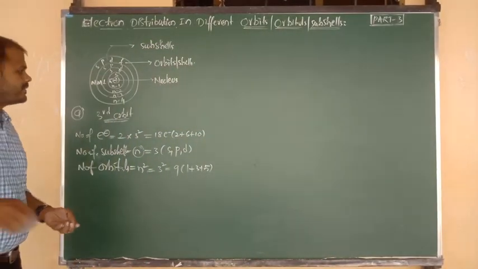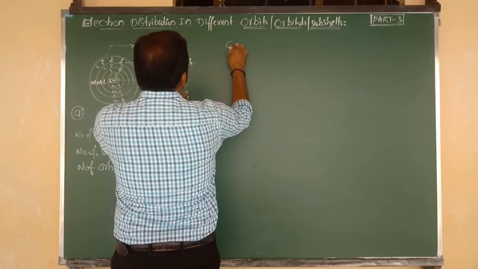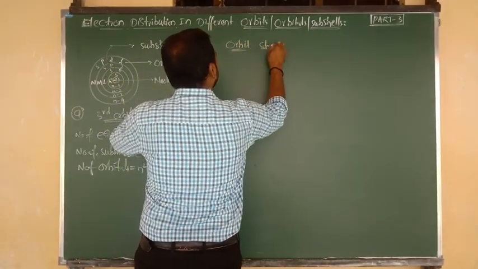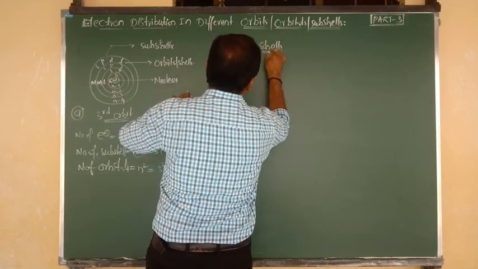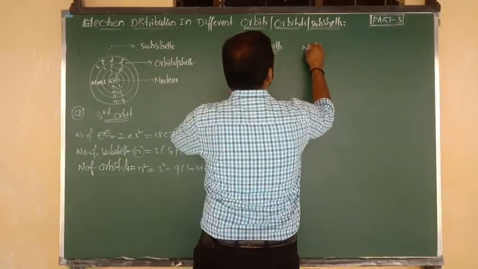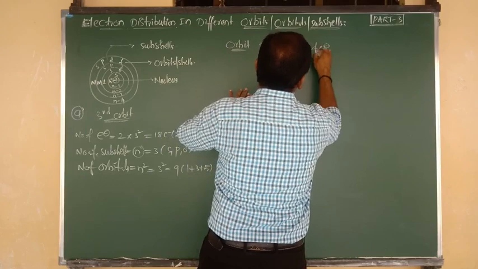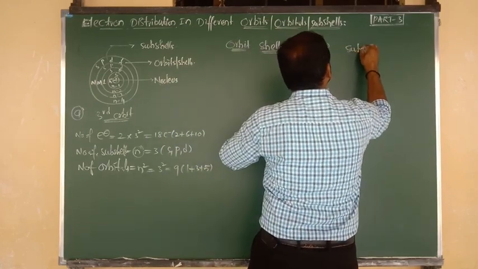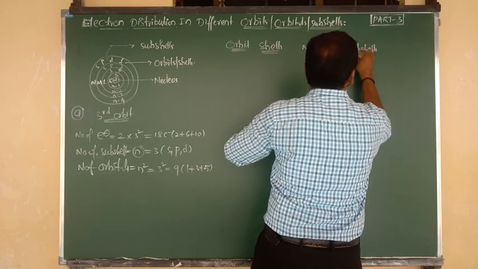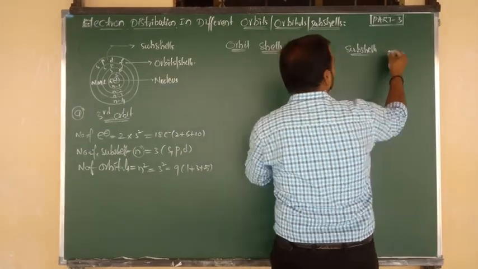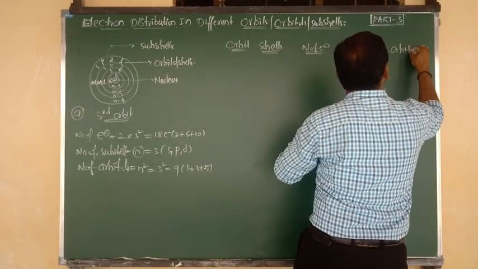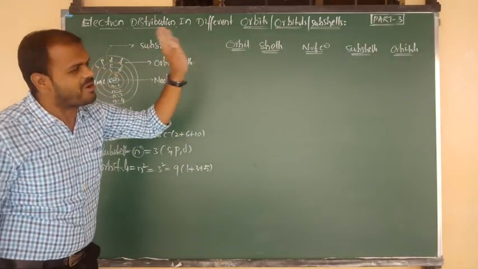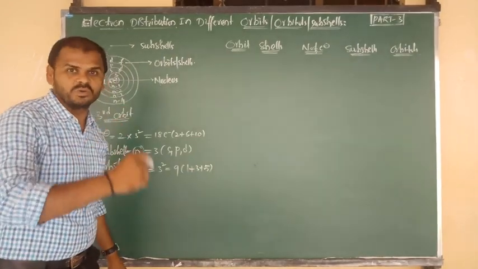Yes beta. So first of all, here I am going to write the orbit number, and in the next column I am going to write the shells, and next the number of electrons, and in the next column the number of subshells, and in the last column the number of orbitals. Yes, complete information I have given here, beta. Now try to do the answers.